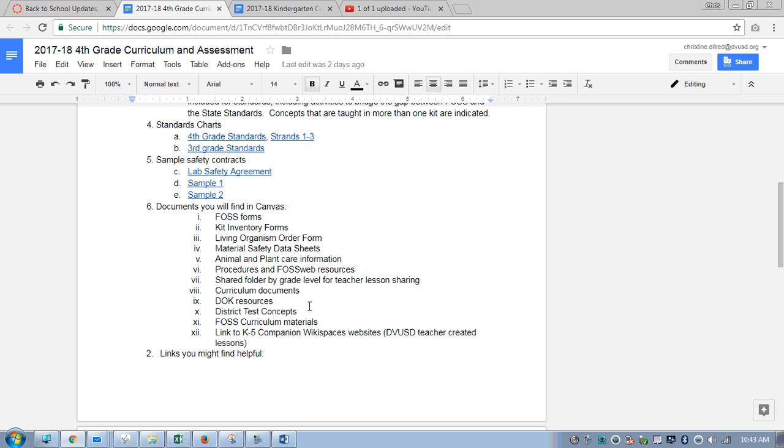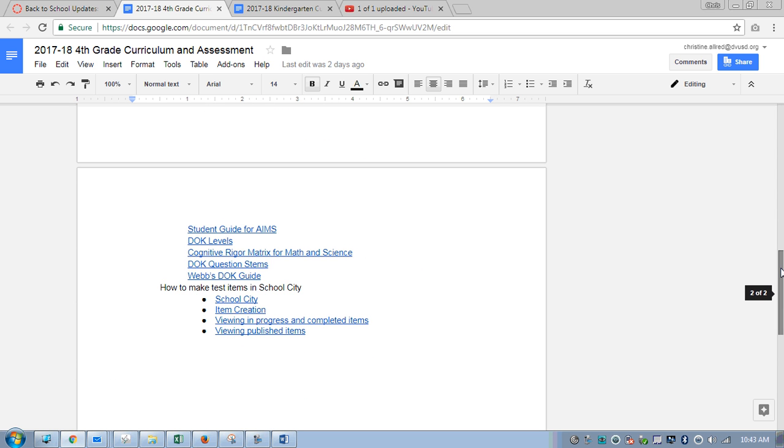Down below, you'll find a list of all the different things that you'll find in Canvas. Some of these are still under construction, but they'll all be in there shortly. Some of the things that are still available over on the district portal and not just yet in Canvas are the safety data sheets and the animal and plant care. I'll be getting those moved over in the next couple of weeks so that everything will be available for you in this Canvas course. There's also some links down here below about DOK levels and then School City.